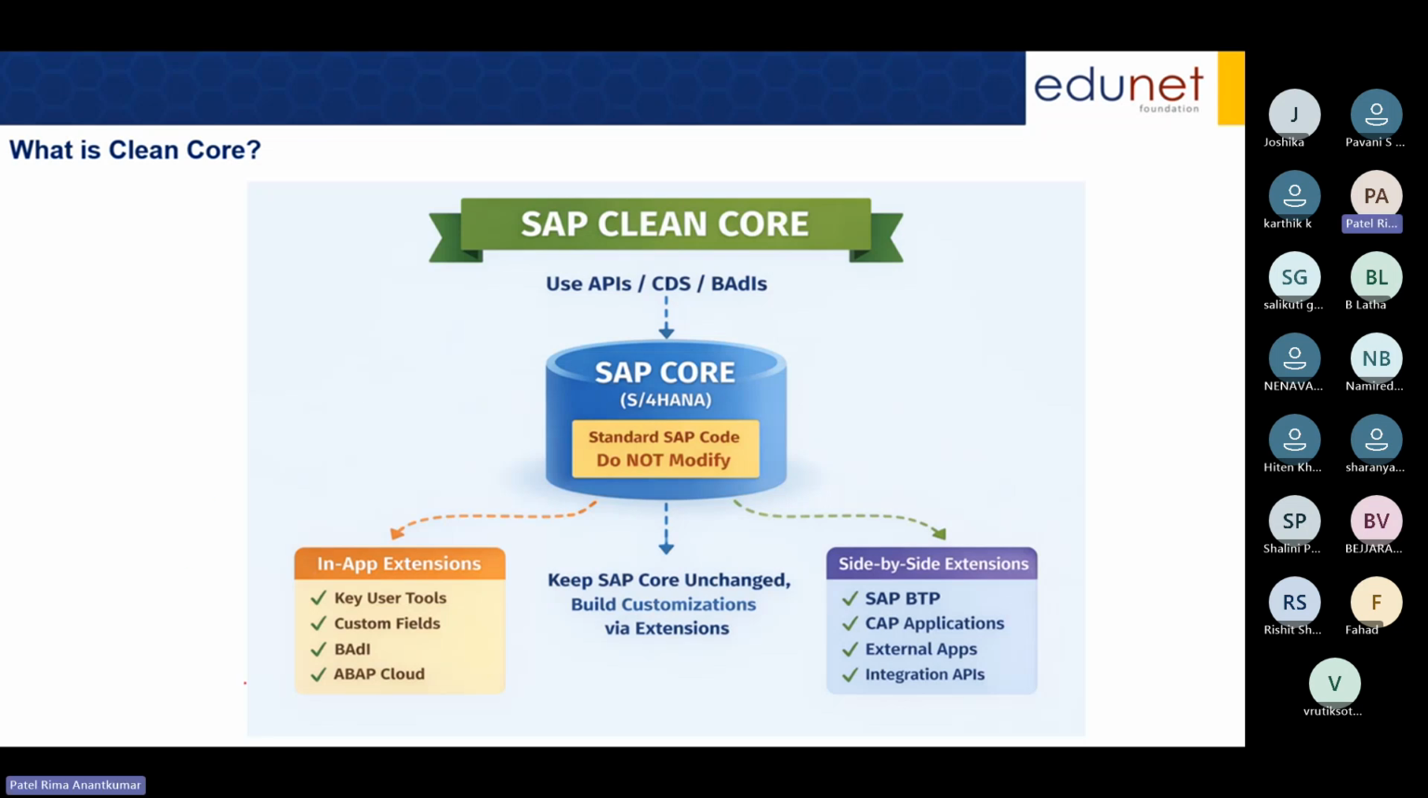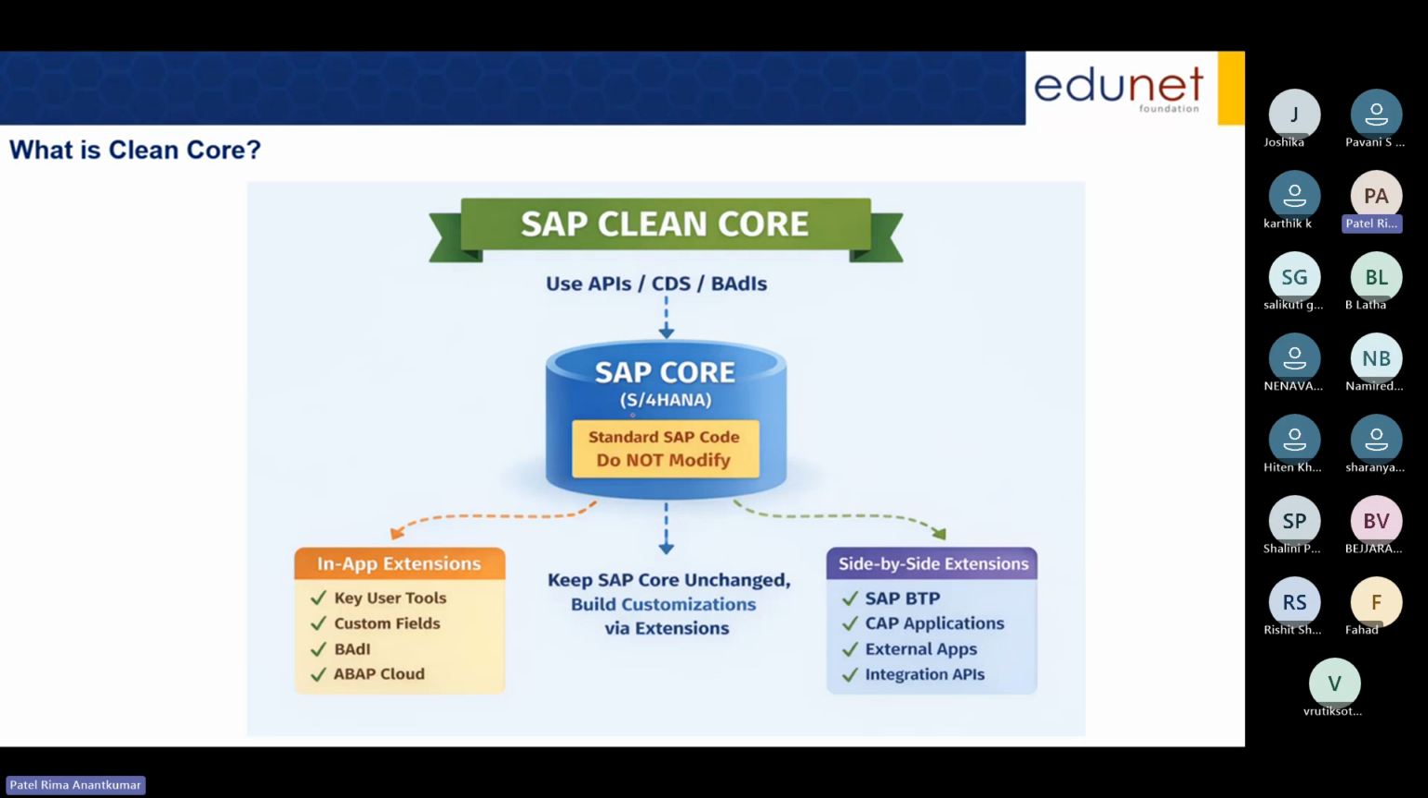So you can imagine now that, as I told you, we can have three approaches or three technologies that can be used: we can have the ABAP Cloud, we can have the RAP, and we can have the extensions. So this is the clear image of how we can use the clean core.